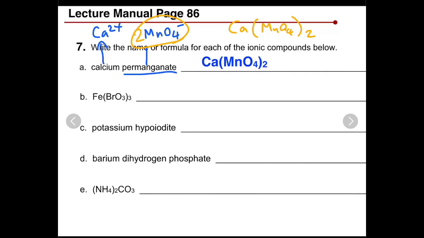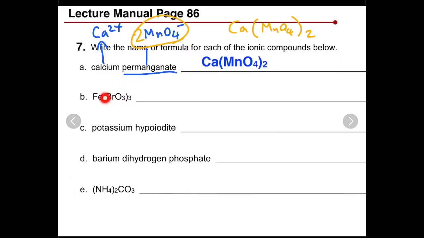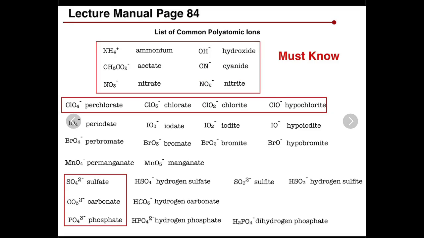Okay. The next one, iron. Is iron part of the main group elements or is it part of the transition metals? The answer is it is part of the transition metals. Therefore, we need to specify the charge. How do you know that? Okay, so again, we are going to need to look at BrO3. BrO subscript 3 is bromate. Okay, so that's going to be the name of it. And the charge of bromate is -1.